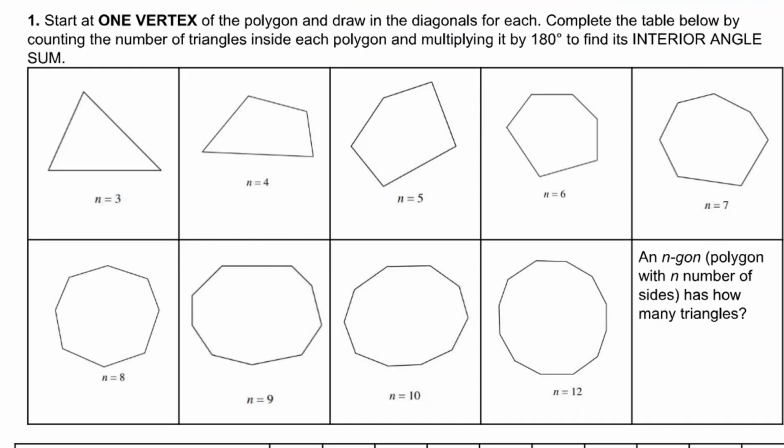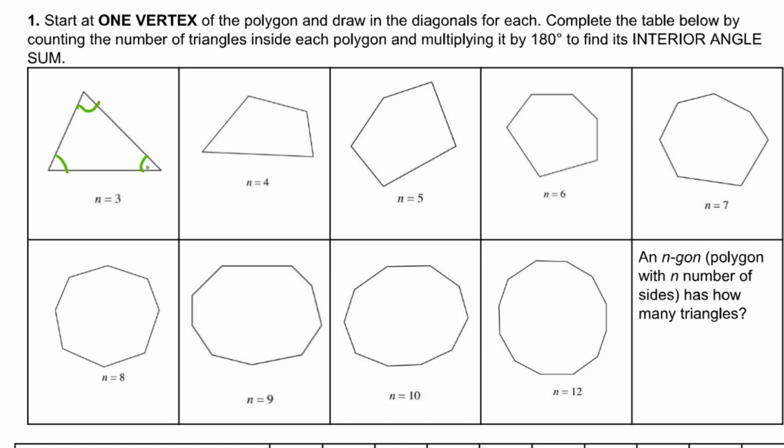Start at one vertex of the polygon and draw in the diagonals for each. Complete the table below by counting the number of triangles inside each polygon and multiplying it by 180 degrees to find its interior angle sum. Okay, let's go back to a triangle. What do the interior angles of a triangle add up to?